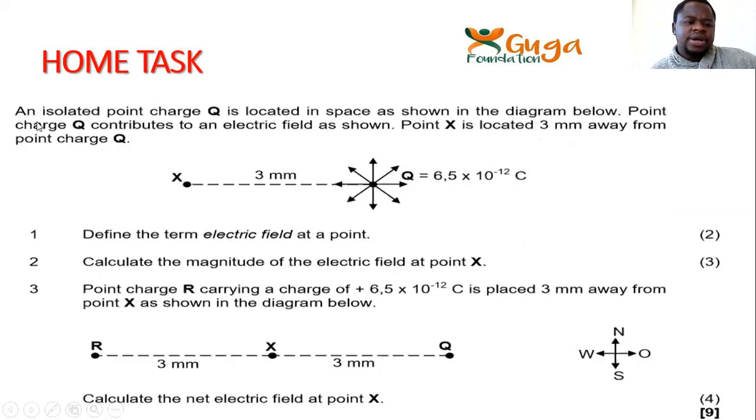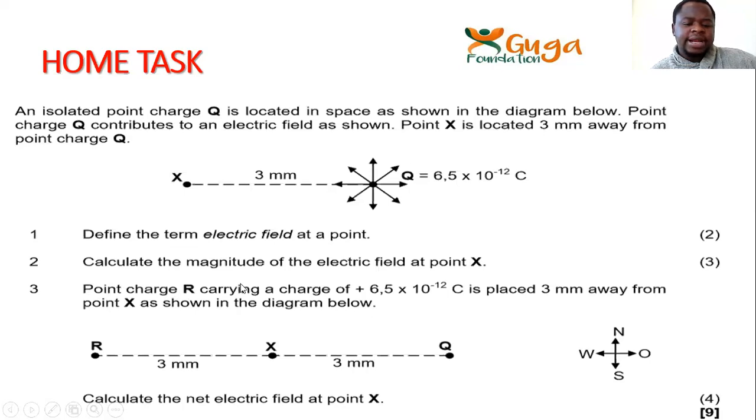Your home task. An isolated point charge Q is located in space as shown in the diagram below. Point charge Q contributes to an electric field as shown. Point X is located 3 millimeters away from charge Q. Define the electric field at a point, and calculate the magnitude of the electric field at point X.